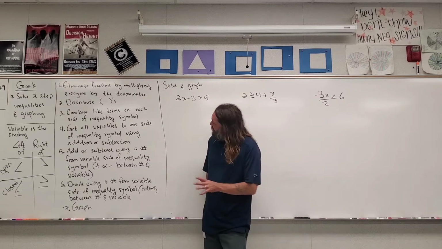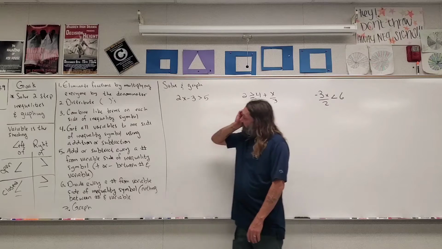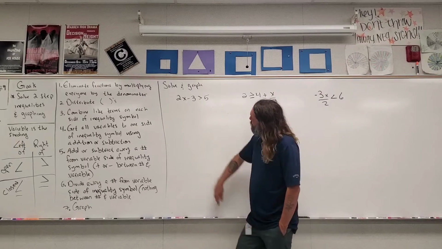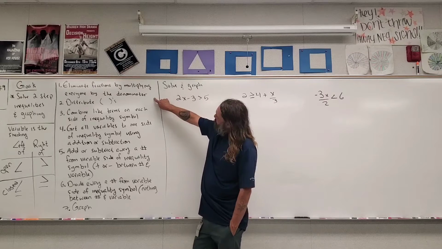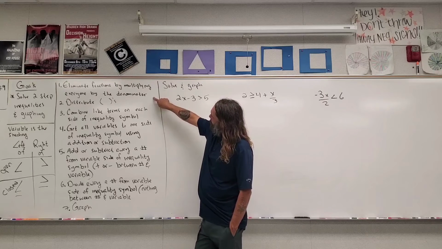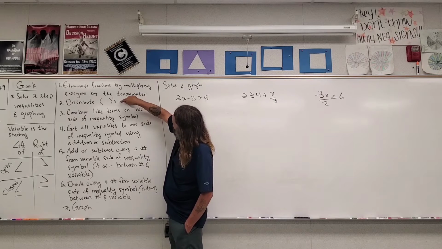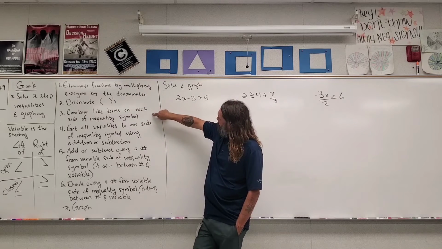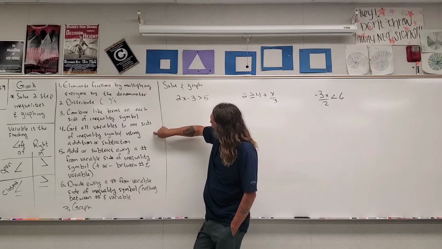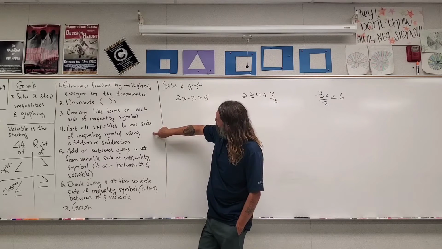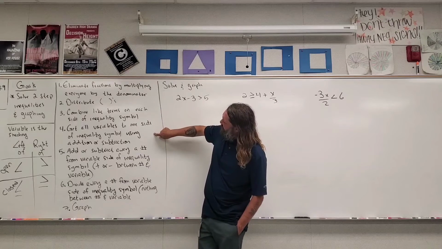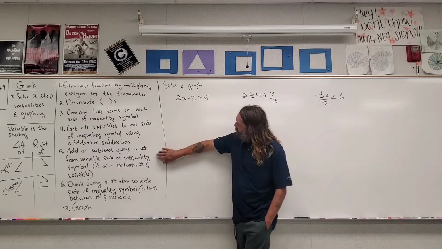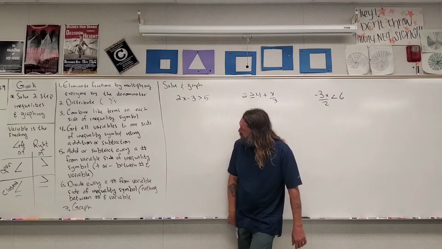I have to alter it a little bit to make it fit inequalities, but let me just go through the steps. Step 1 is to eliminate fractions by multiplying everyone by the denominator. Step 2 is to distribute, if we have parentheses. Step 3 is to combine like terms on each side of the inequality symbol. Step 4 is to get all variables to one side of the inequality symbol using addition or subtraction.